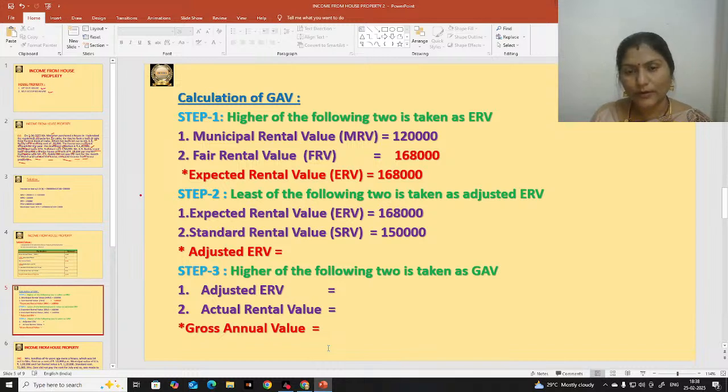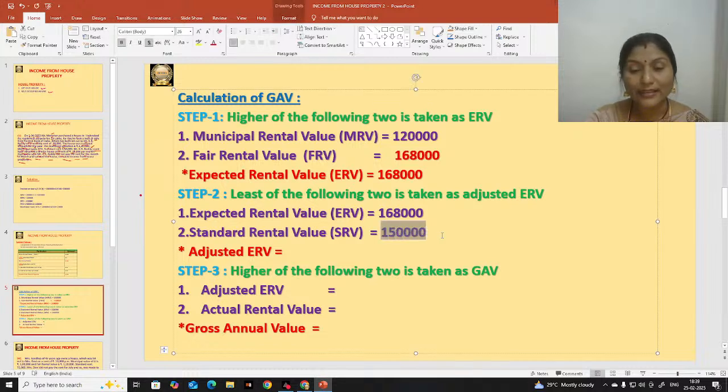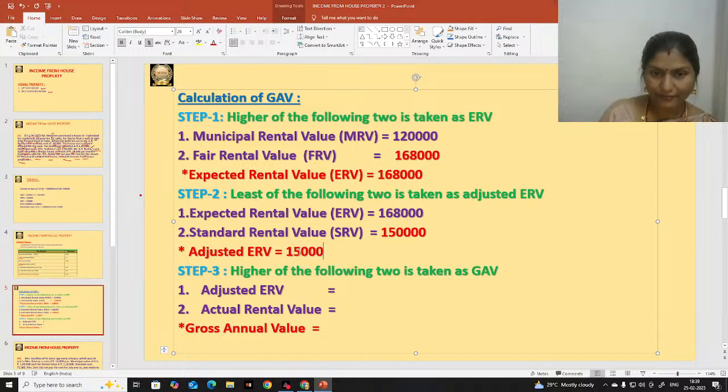So which is the least one here? 1,50,000 is the least one. Let us select that. How are you going to select? Just by drawing a circle. But here I am selecting by changing the color. Okay, 1,50,000 I selected. So we can name it as Adjusted ERV. 1,50,000 is adjusted ERV. And second step also finished.